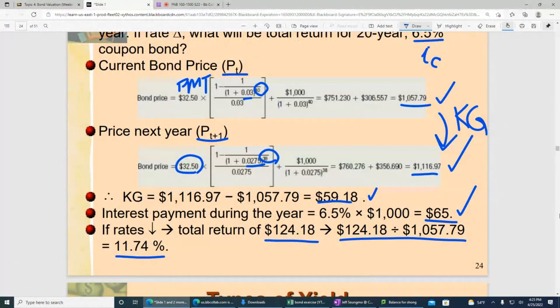This is a premium bond already. Right? It's a premium bond. And if the interest rate doesn't change, next year the price will have to be lower than this. But the price is even greater next year. Why? Because the discount rate has gone down. Right? So this is something you need to consider when you are investing in a bond.